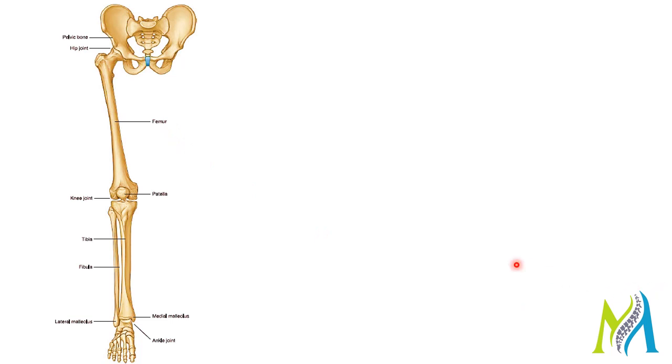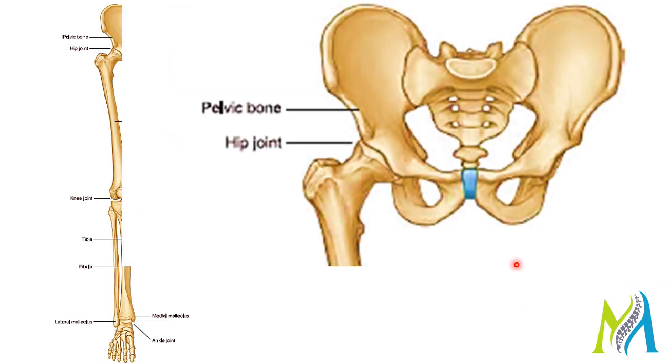Now, I will start with the first one. Here is the ball, which is the head of the femur, situated or resting inside the socket, inside the hip bone. So this is a ball and socket joint. And of course, if you are familiar, this is the hip bone here.